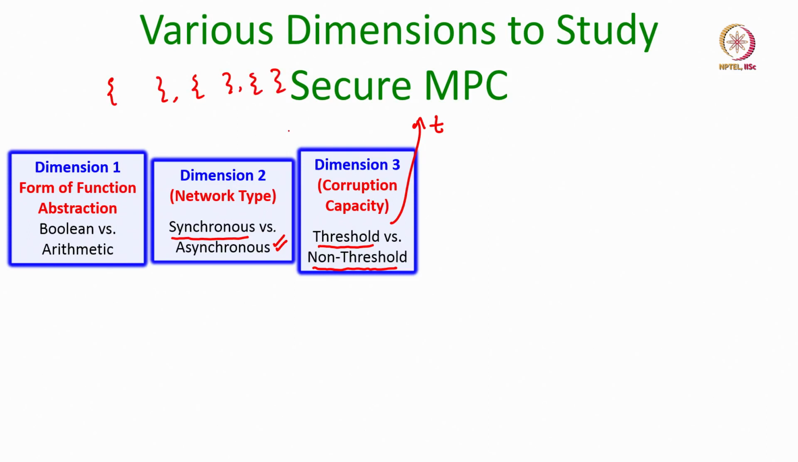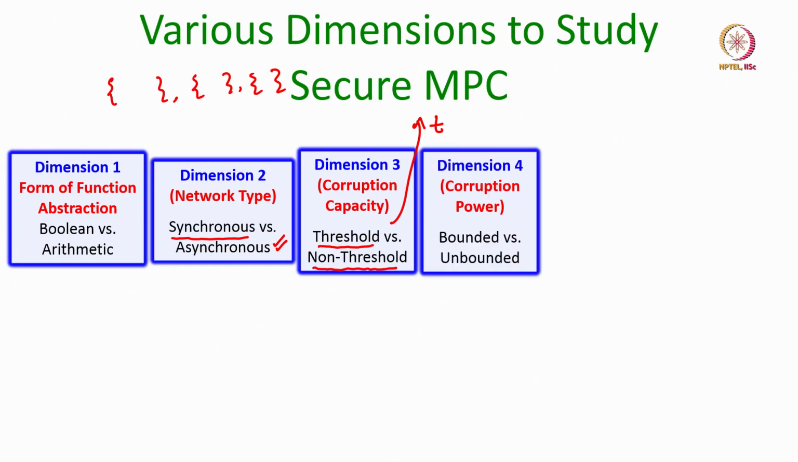Each of these is a subset of your n parties of various cardinalities, and during the protocol execution any of these subsets could be chosen by the adversary for corruption. So, that is called a non-threshold adversary. Dimension 4 is the corruption power, that means how much resources is available with the adversaries.